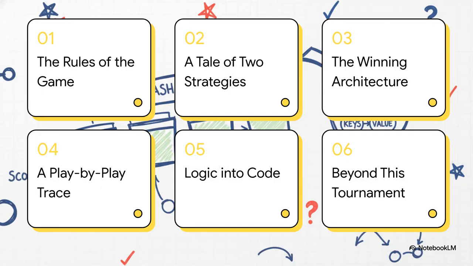First up, we'll get the rules of the game straight. Then, we'll look at two different strategies, the basic way versus the optimal way. After that, we'll really dig into the architecture behind that winning approach, we'll trace it live, and then we'll turn it into actual code. And finally, and this is the really cool part, we'll see how this one pattern isn't just for tournaments, you can use it almost anywhere.